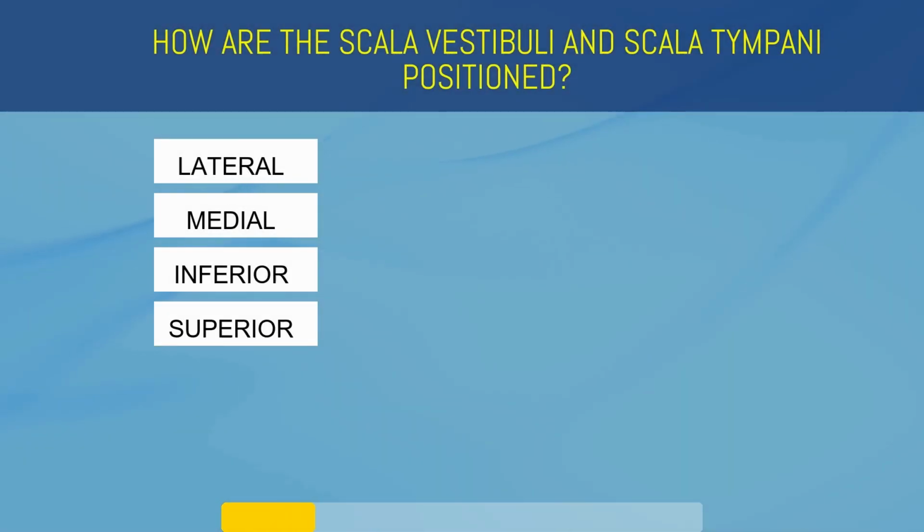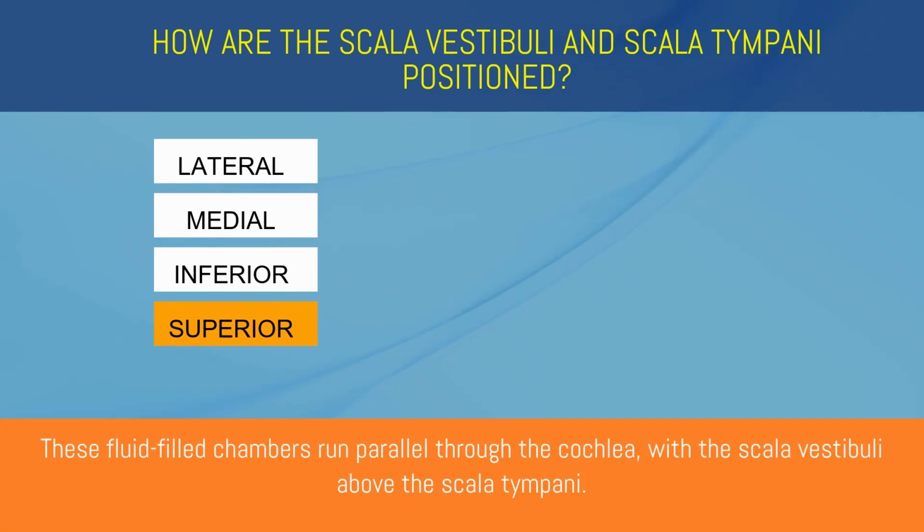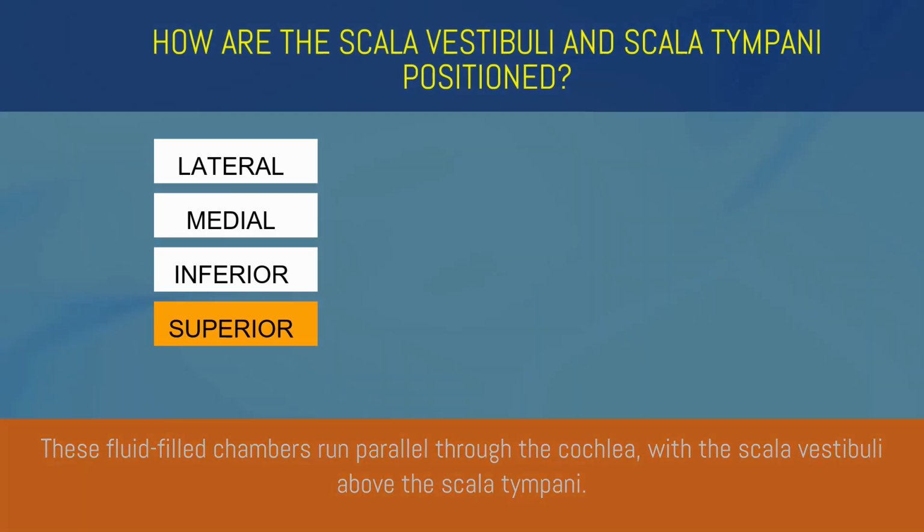How are the scala vestibuli and scala tympani positioned? Lateral, medial, inferior, or superior? Superior. These fluid-filled chambers run parallel through the cochlea, with the scala vestibuli above the scala tympani.